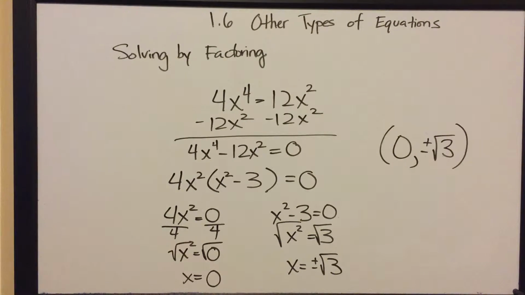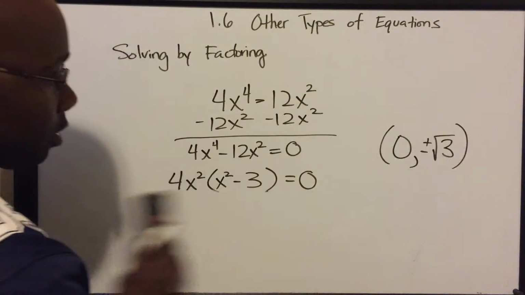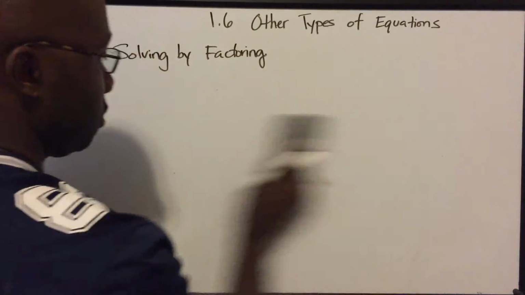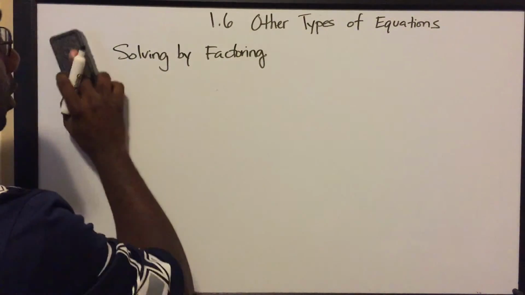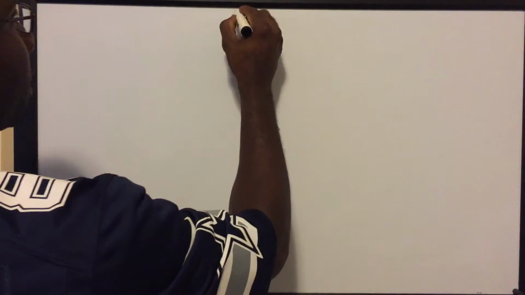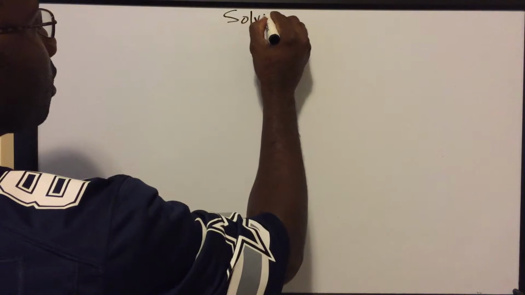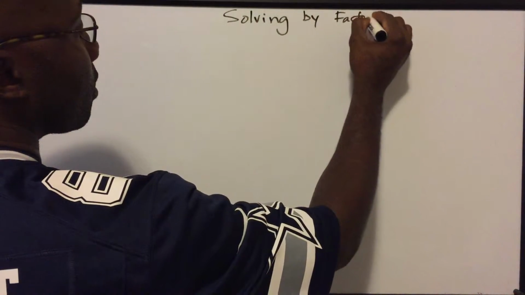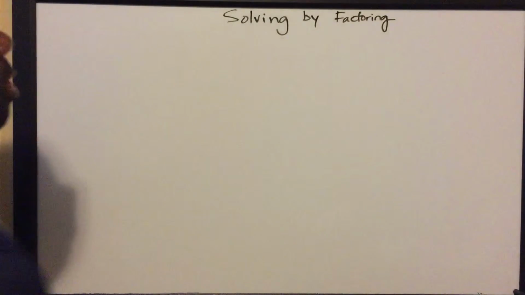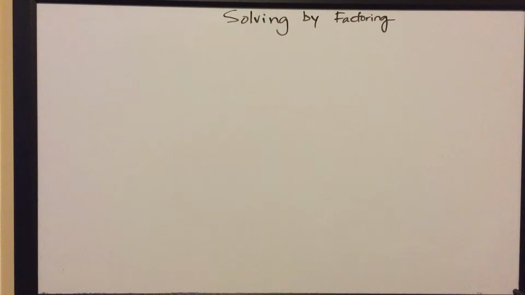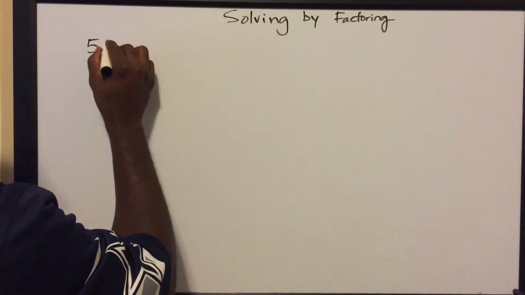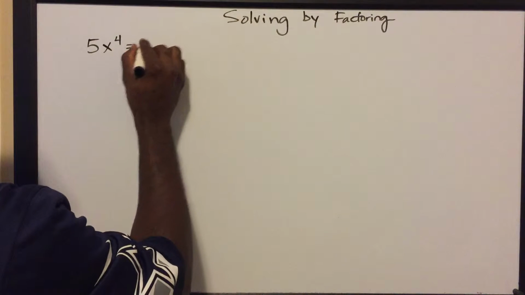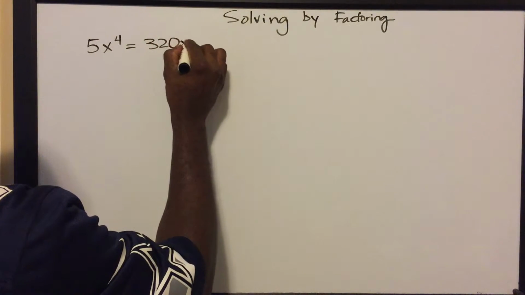We're going to do another one. I'm going to erase this to give us more space, same as I've done in other videos, and put the title up here, Solving by Factoring. Okay, so this next problem is 5x to the 4th is equal to 320x.